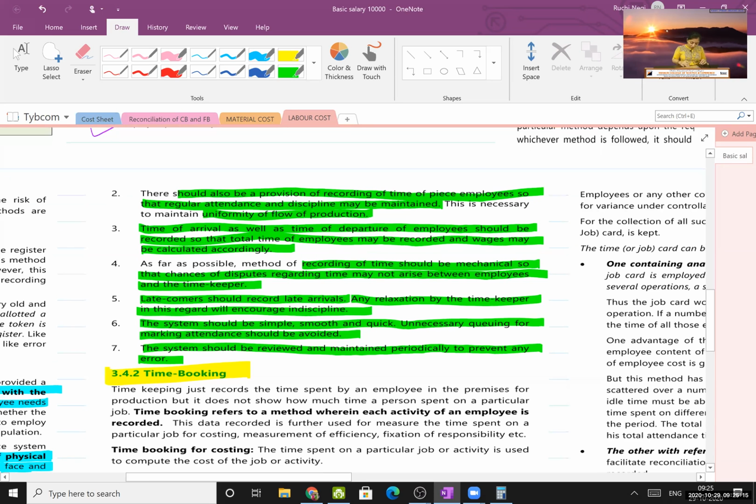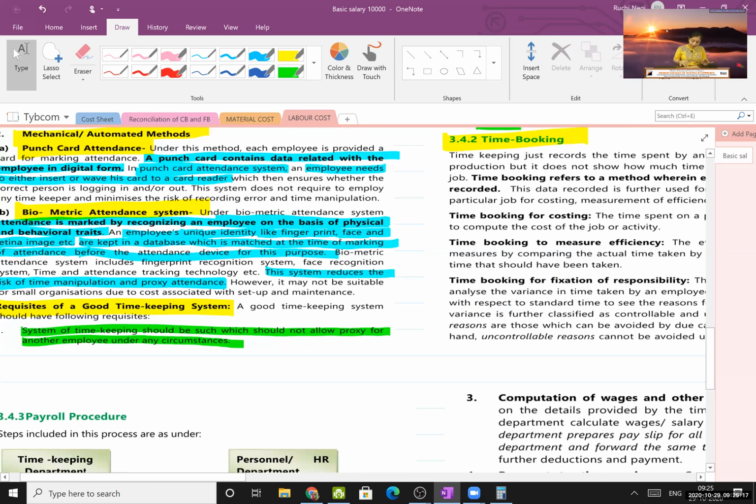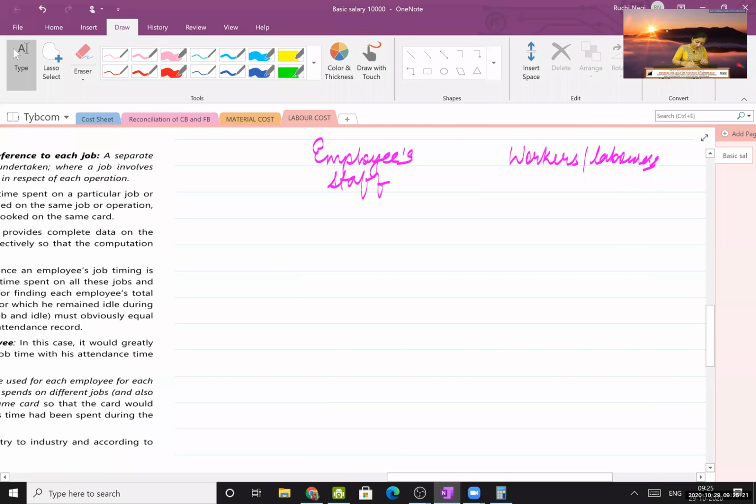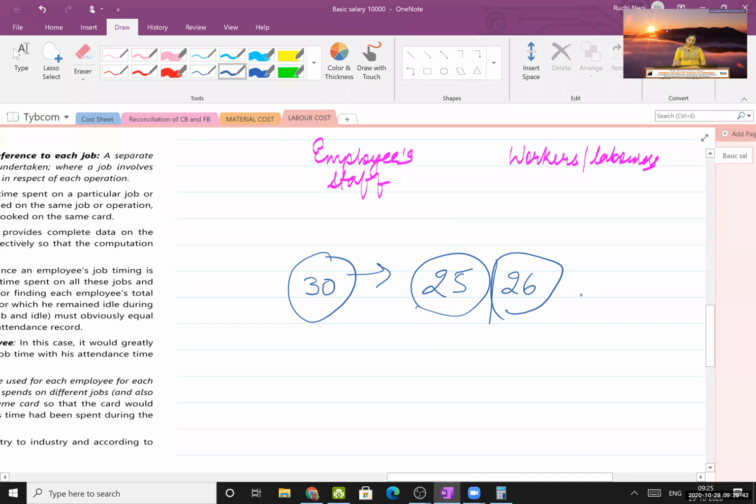Now, what does this line mean? Listen carefully. In a month there are 30 days. Exclude the Sundays. So the working days come around, if there are 5 Sundays, then it is 25 days. If there are 4 Sundays coming, then it is 26 days. Now, apart from this, talking about excluding Sundays.